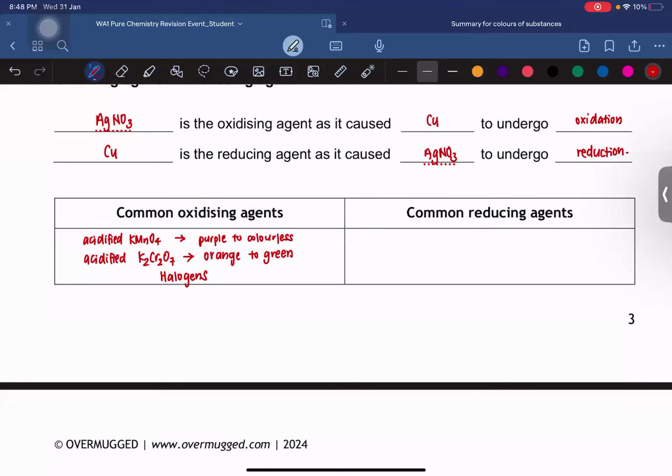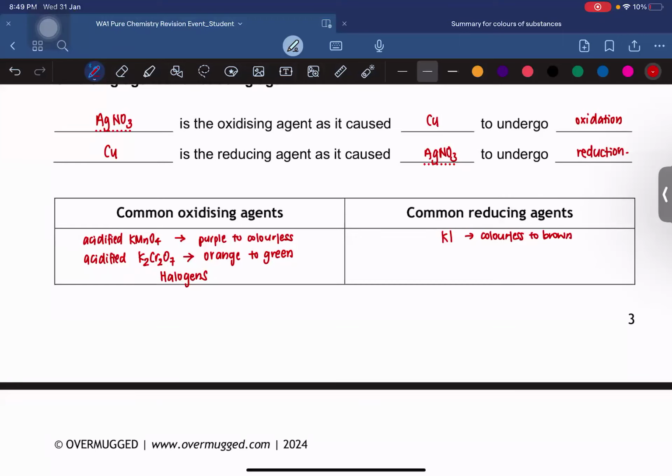What are your good reducing agents? Potassium iodide. Very good. KI is a very common reducing agent. What is the color change? Yes, what is the brown color? Yes, good.